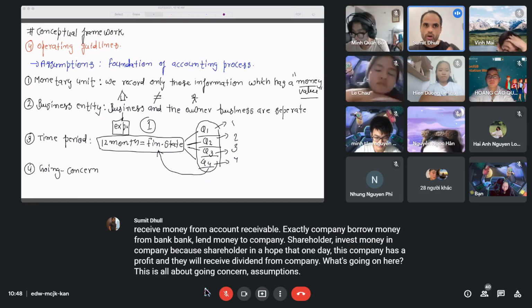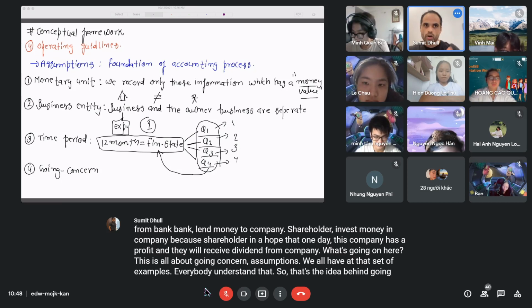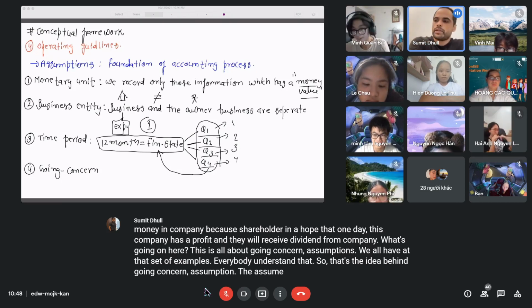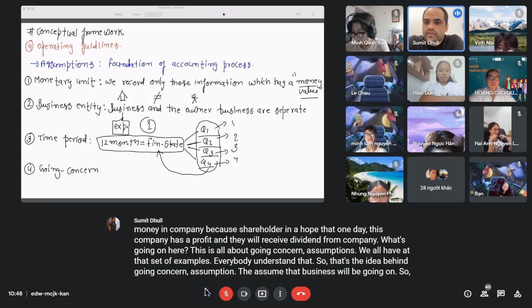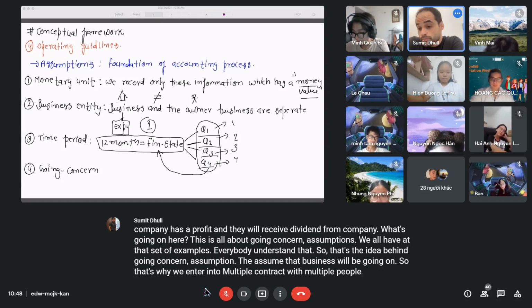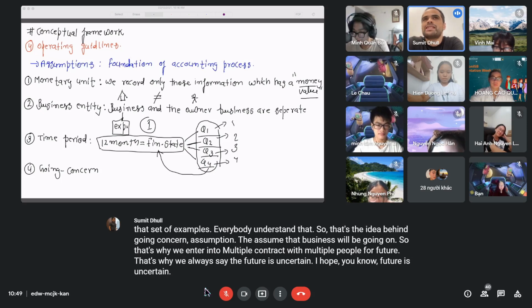We all have that set of assumptions. Everybody understand that? So that's the idea behind going concern assumption. We assume that business will be going on. So that's why we enter into multiple contracts with multiple people for the future. That's why we always say that future is uncertain. I hope you know future is uncertain. Future is uncertain means we don't know what would happen in future.